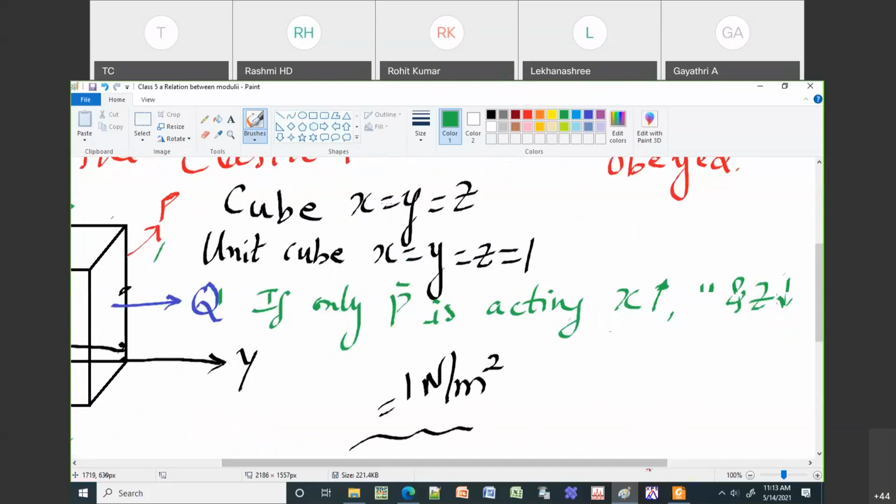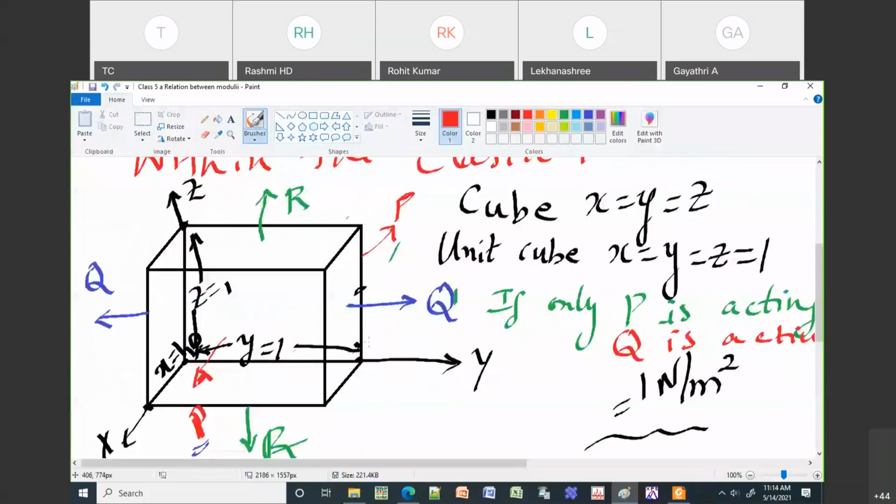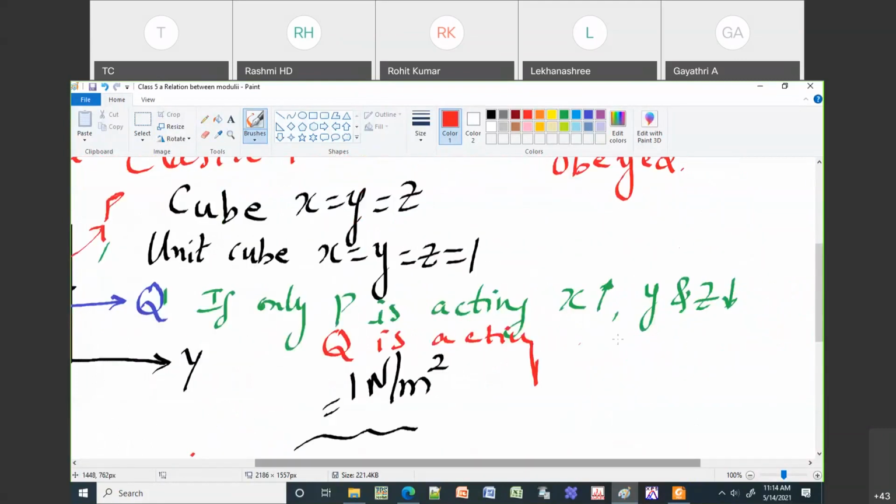If only Q is acting, then what happens? Q is in the Y direction, so Y is going to increase. Let us assume P and R are absent. In that case, Y is going to increase because you are stretching in this form, and your X and Z are going to decrease because they are your lateral strains. So Y increases and X and Z are going to decrease.